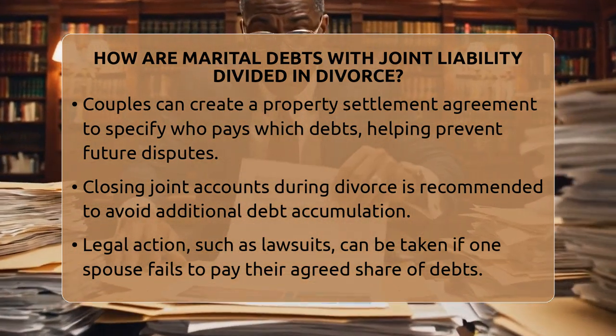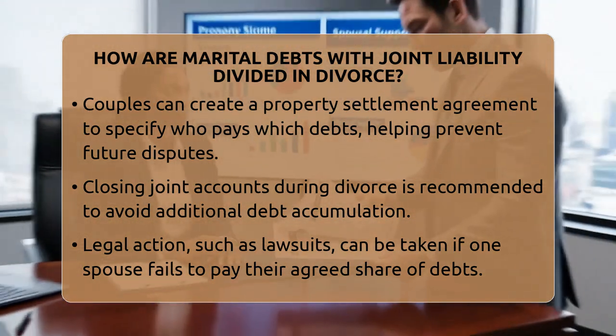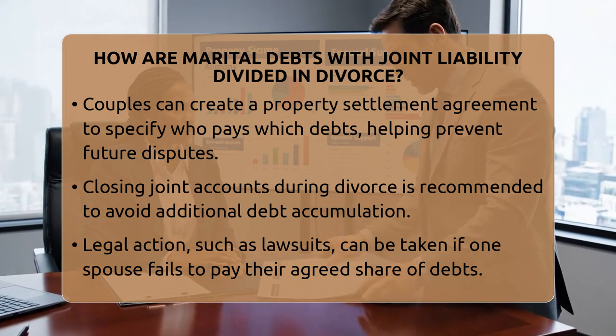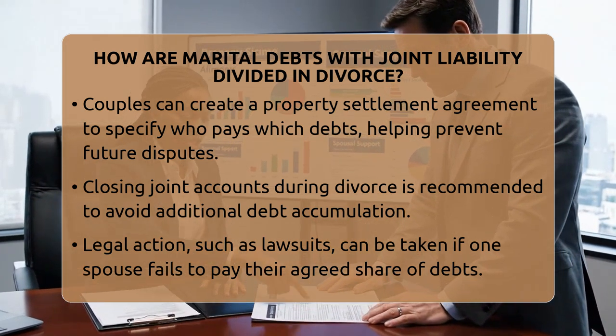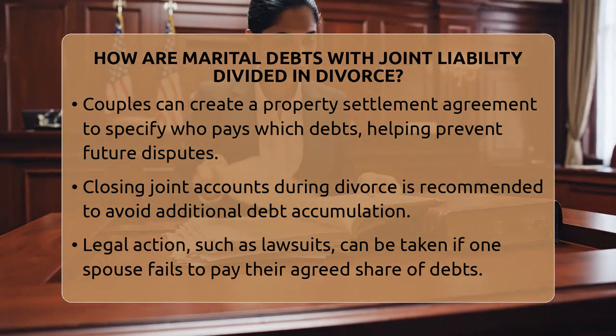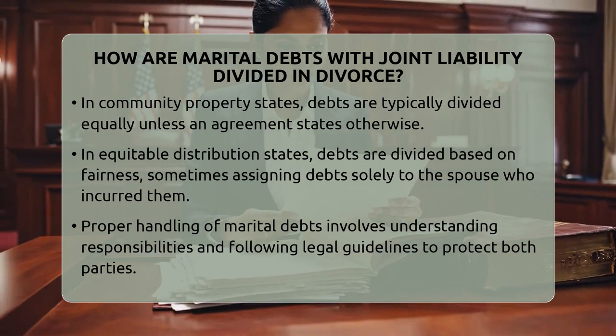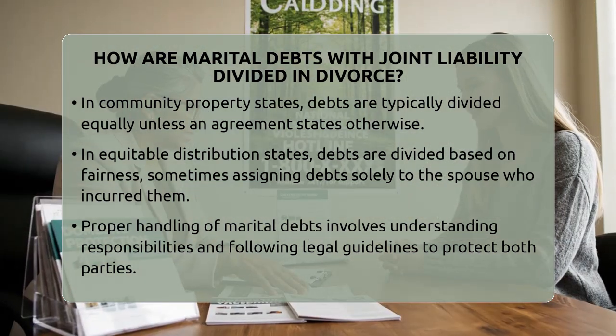If one spouse fails to pay as agreed, the other can take legal action, like filing a lawsuit for breach of contract. In states that follow community property rules, debts are usually split equally unless there's a different agreement. In states that follow equitable distribution, debts are divided based on fairness.